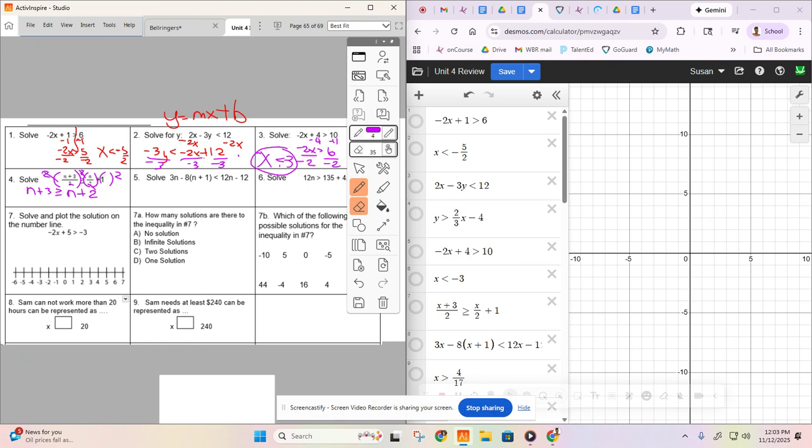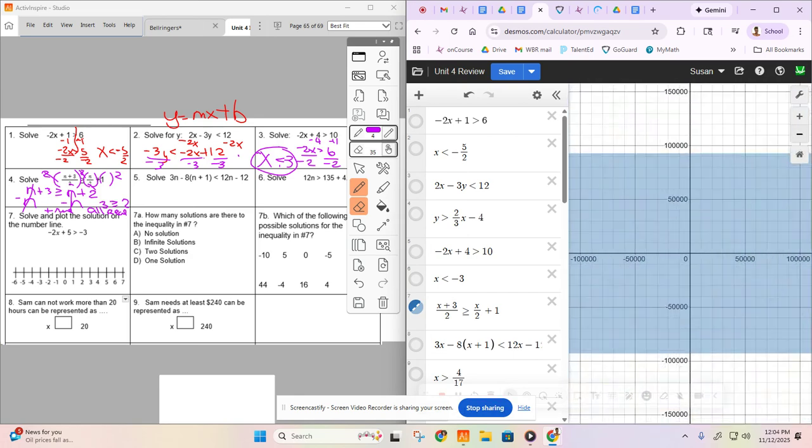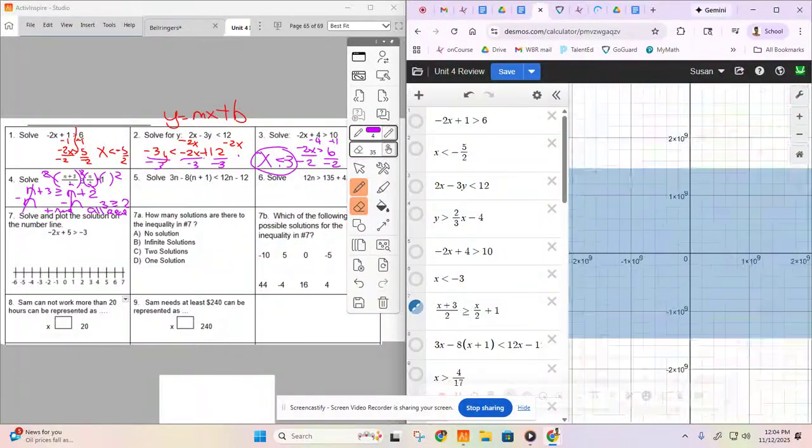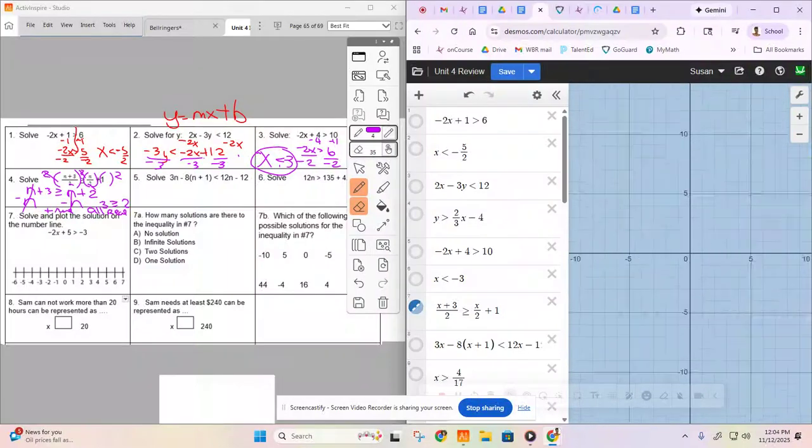My next step is to move the n's to the same side. I'm going to subtract an n on both sides. This n cancels out, and this n cancels out. I'm left with the inequality that 3 is greater than or equal to 2. This is true, which means the solution is all real numbers. The way that that looks in Desmos, I can zoom out as far as I want. Every single number is going to be shaded, so every single number is a solution.